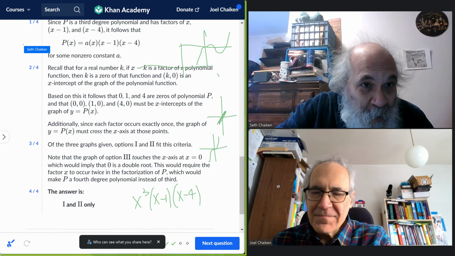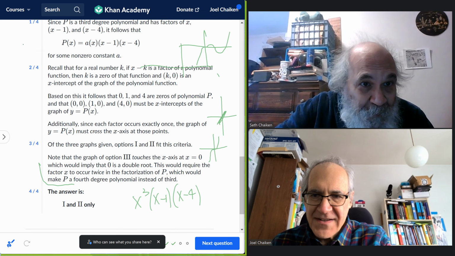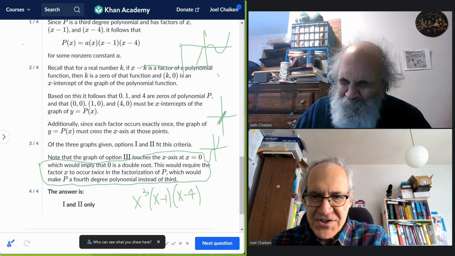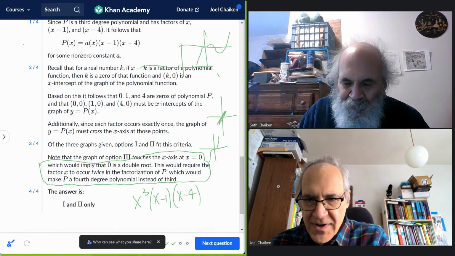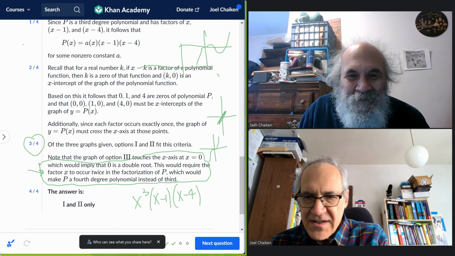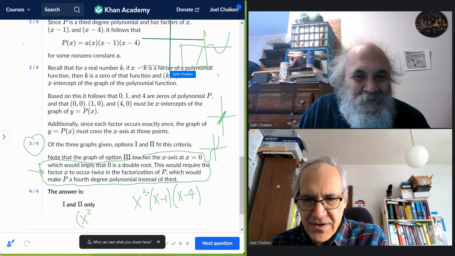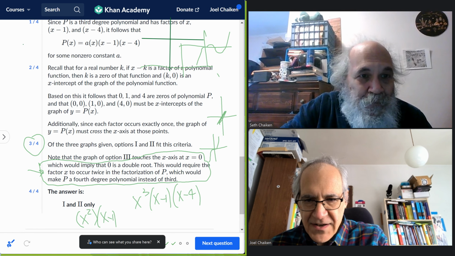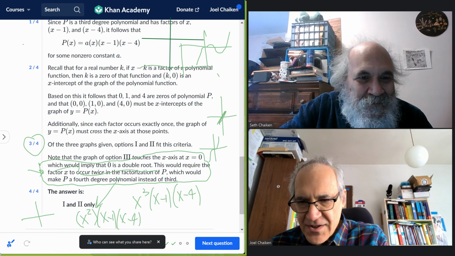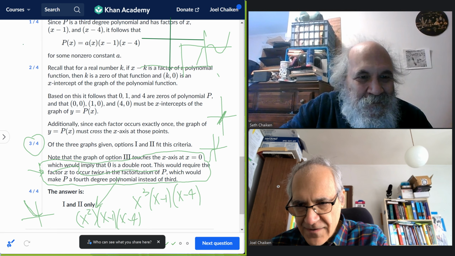Oh, good. I'm glad they said this, that they're rejecting number 3, because number 3 would suggest a double root. In answer part 3, what they're talking about is a double root. It would come in x squared. See, x squared, x minus 1, x minus 4. If that's what they're talking about, in that situation the thing comes in and bounces off the x-axis.